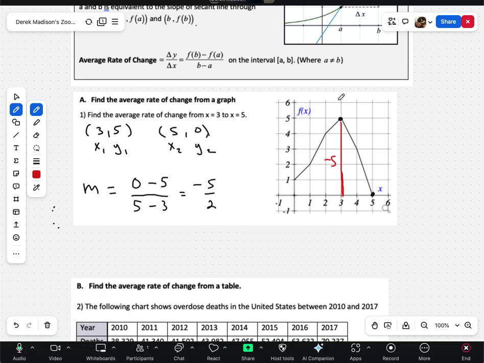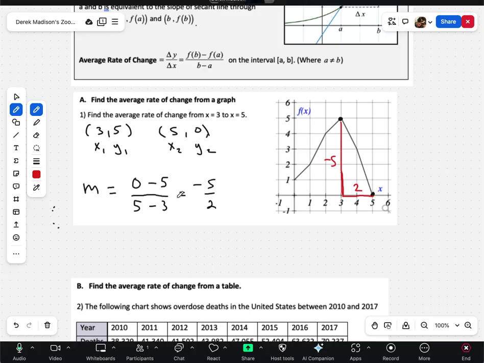So if I was going up, it would be increasing, that would be positive, but it's changing, it's getting smaller, so that's going in the negative direction, so -5. And it's doing that while it's running too. So my rise over my run is -5/2.